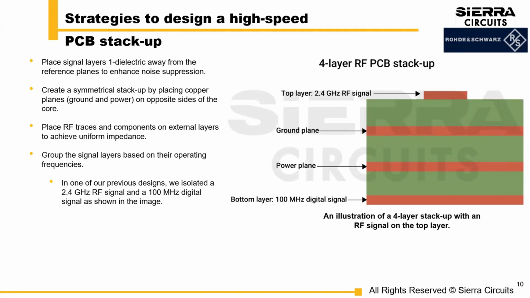And finally, you want to group your signal layers based on operating frequencies. In one of our previous designs, we isolated a 2.4 gigahertz RF signal and a 100 megahertz digital signal by placing the RF signal on the top layer and the digital signals on the bottom layer. So these are some good strategies for designing a good stack up. If you have more complex features like buried vias or sequential laminations, it's really key that you talk to the fabricator, as the material selection and what it's going to take to build that stack up go hand in hand.